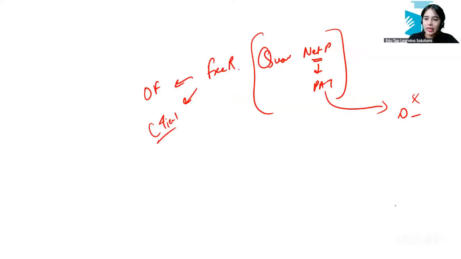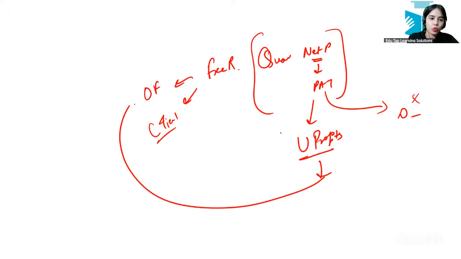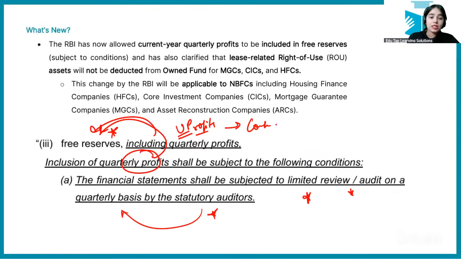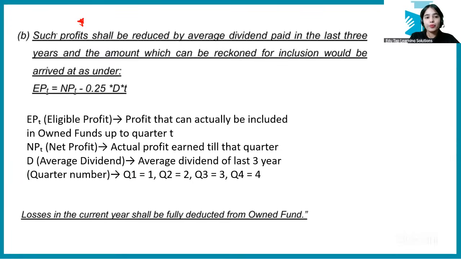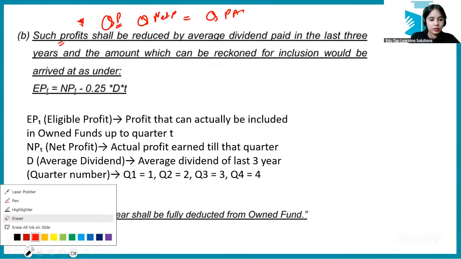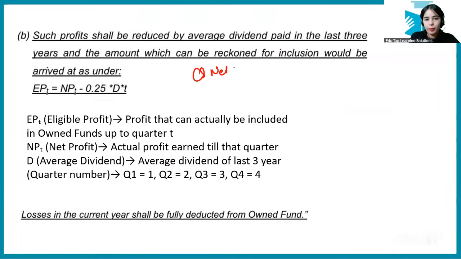So that's why I was again and again saying that you have to only consider the undistributed profits that are kept by the company in the owned fund. So this is clarified by the RBI also, that the quarterly net profits, quarterly profit after tax basically, shall be reduced by the average dividend paid in the last 3 years and the amount which can be reckoned. So basically, now how will we calculate?